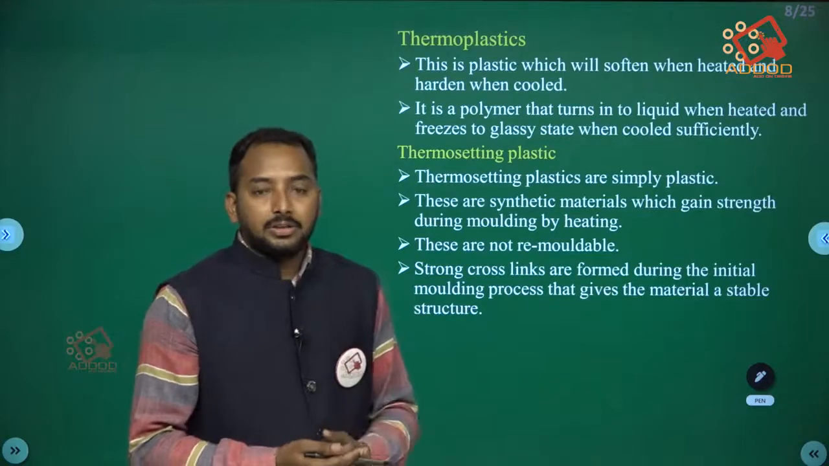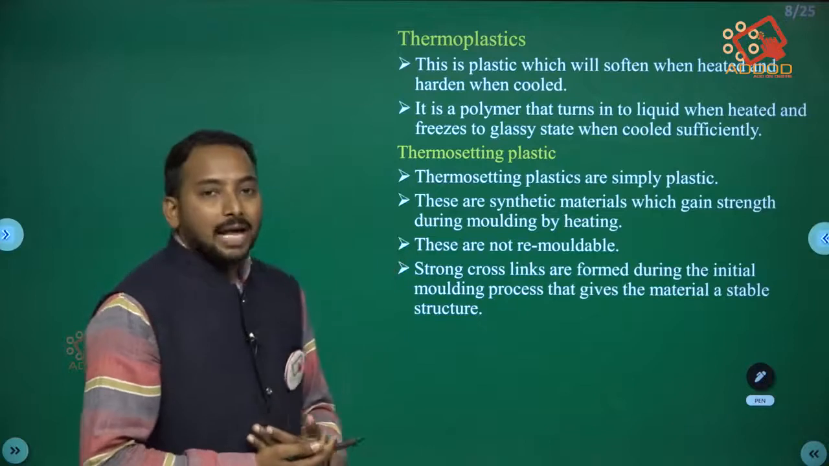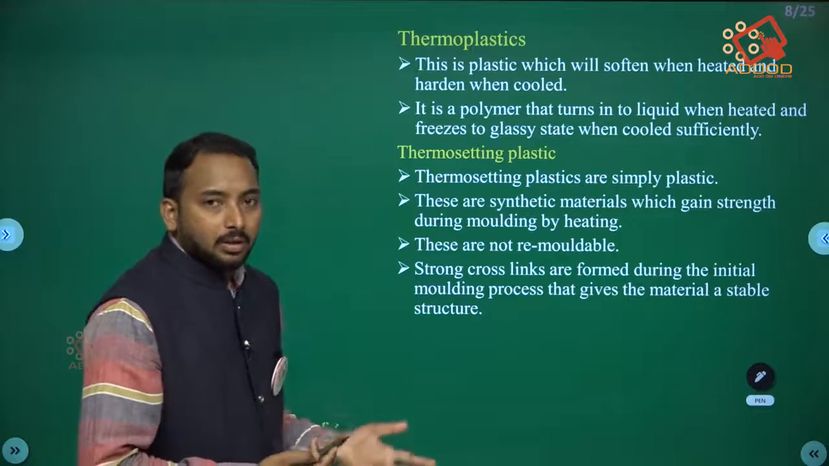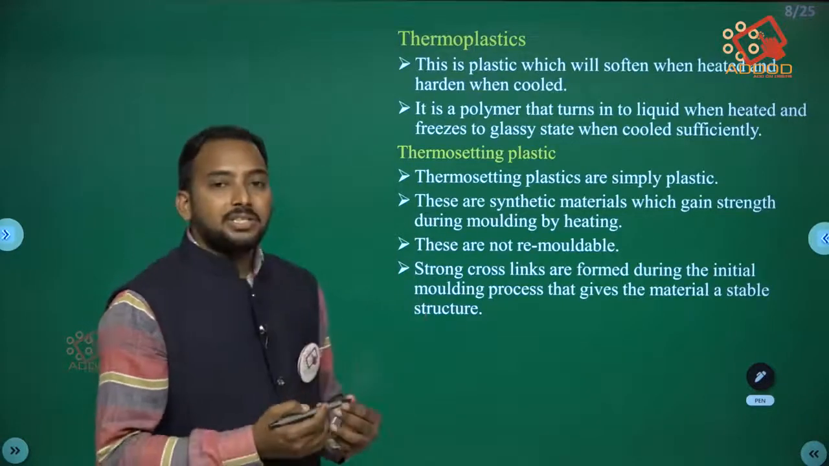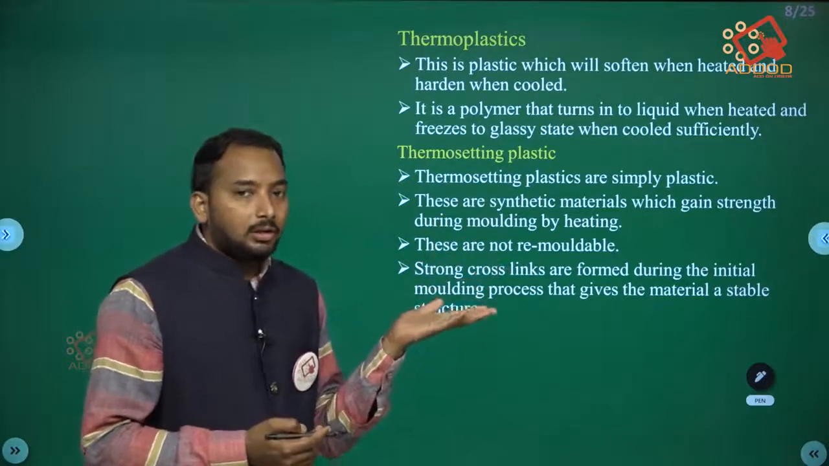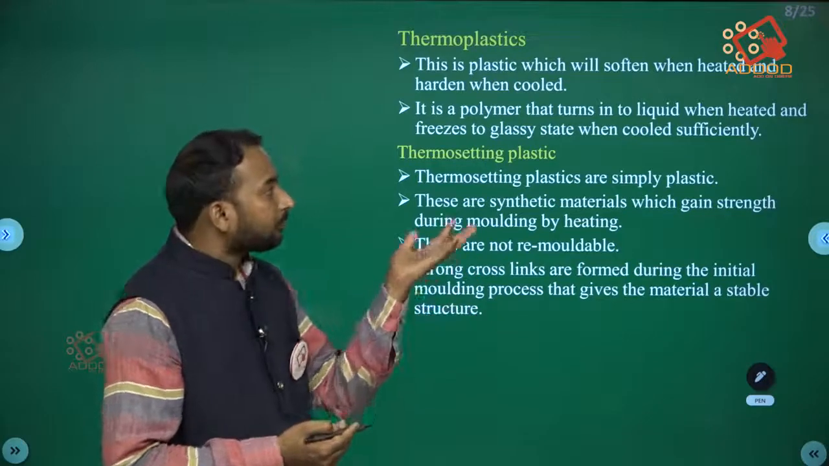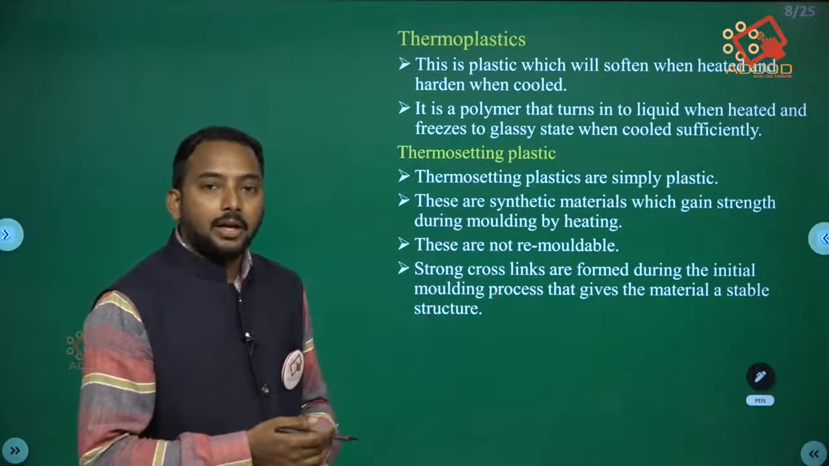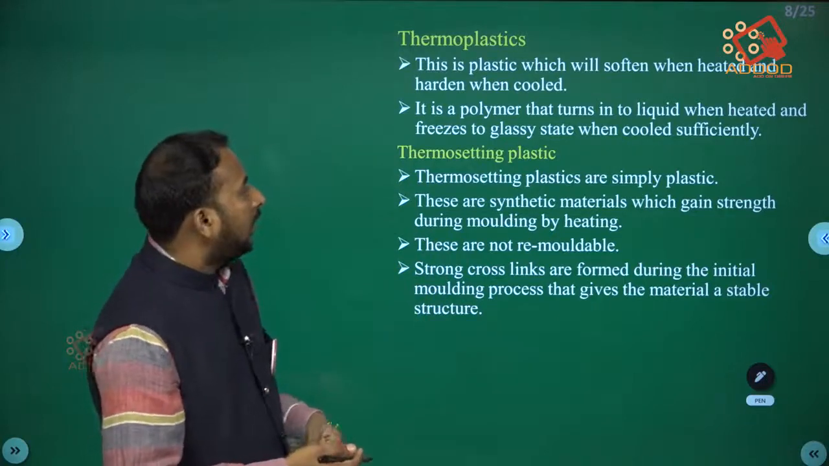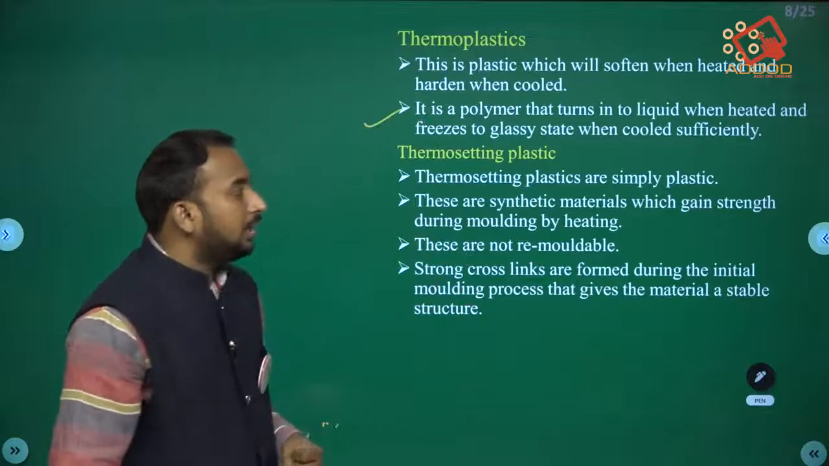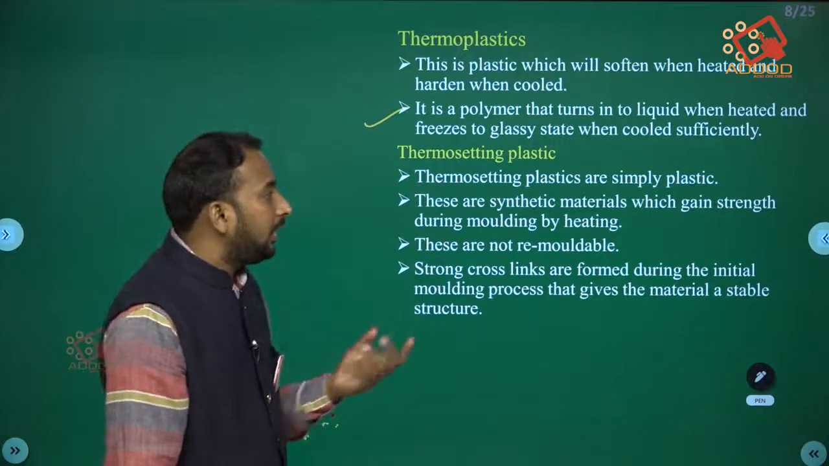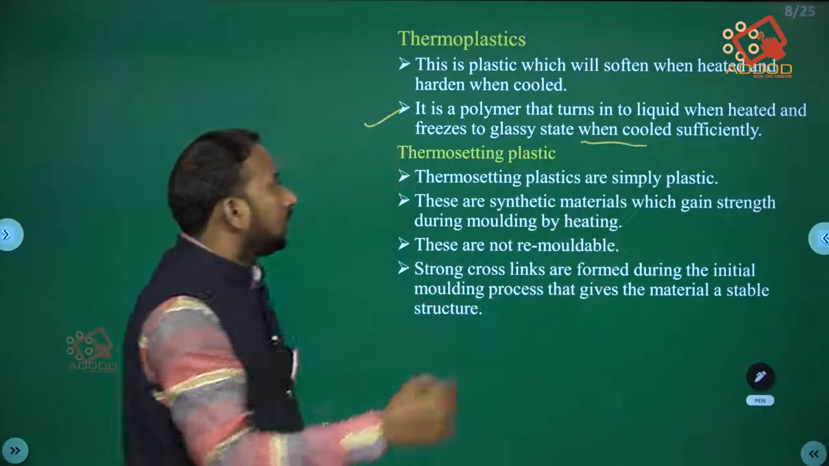So what are the characteristics, what are the properties of these plastics? Let us see thermoplastics. A thermoplastic is a plastic which softens when heated and hardens when cooled. Upon heating these soften, and after some time when cooled they change to hardened. It is a polymer that turns to a liquid when heated and freezes to a glassy state when cooled sufficiently.